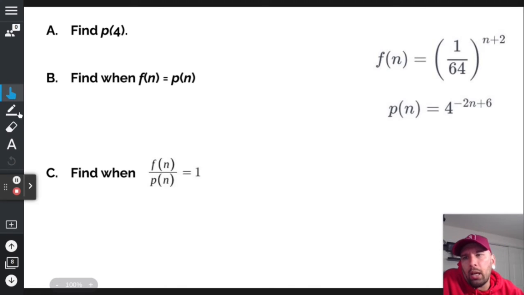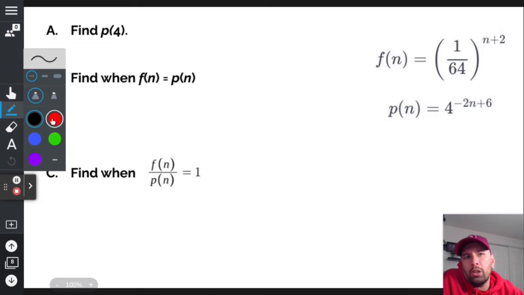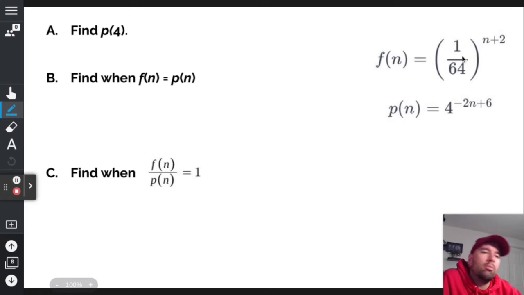All right, so we have two exponential equations. We have what appears to be a wacky-looking decay problem and a wacky-looking maybe decay. Yeah, it is a decay problem. That's not my issue, though. I don't need to worry about that. All I have to worry about right off the bat is find out what P of 4 is.